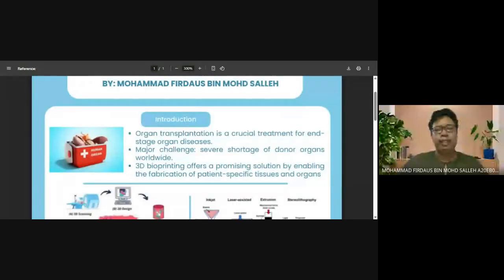Organ transplantation is a crucial treatment for end-stage organ disease. For patients with diseases related to organ damage or organ failure, they need a new organ. That's why we need to perform organ transplantation surgery. Normally, it will be an open surgery. So what is the major challenge for this type of disease?